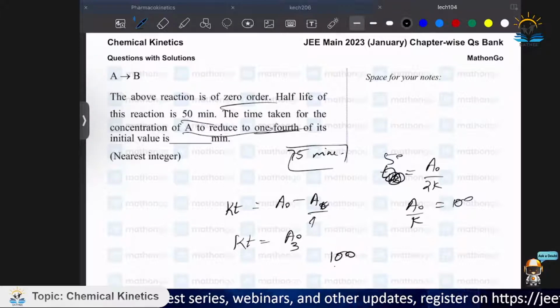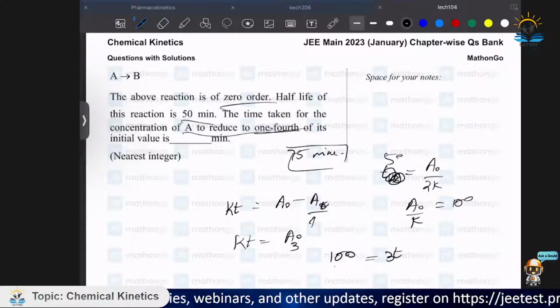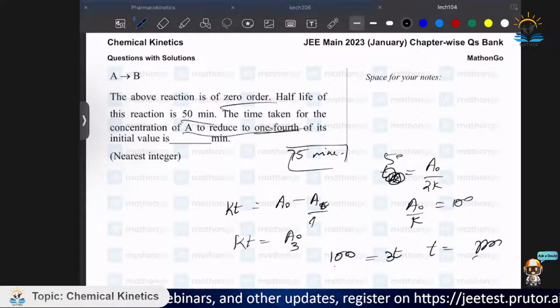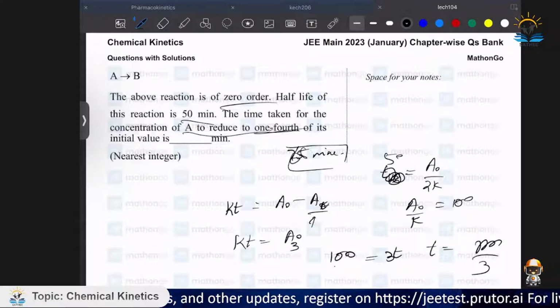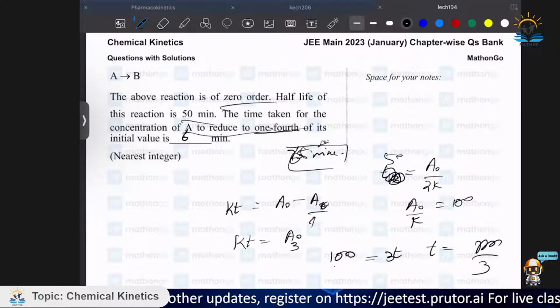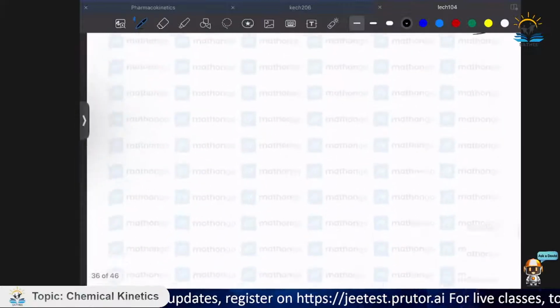A naught by K is 100. So 3T by 4 is equal to 100. T is equal to 400 by 3. So it is 66.66 minutes. So 67 minutes. Got it?